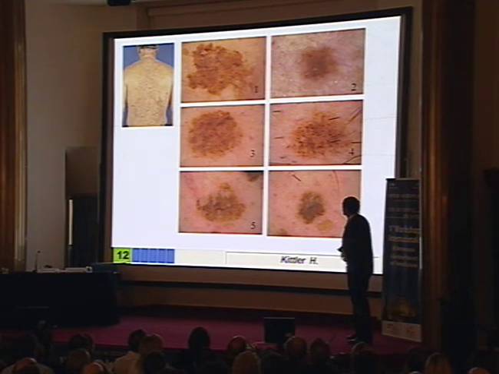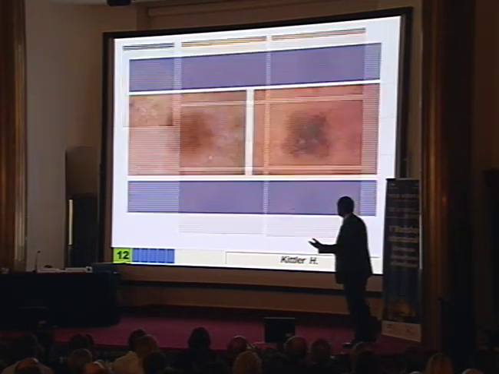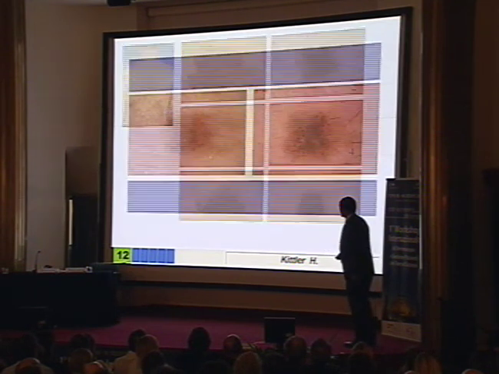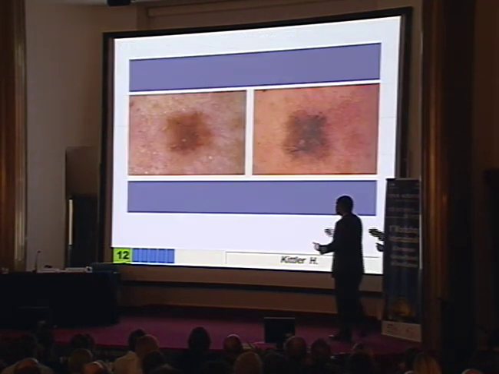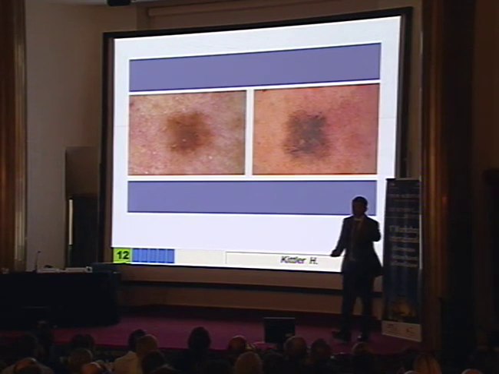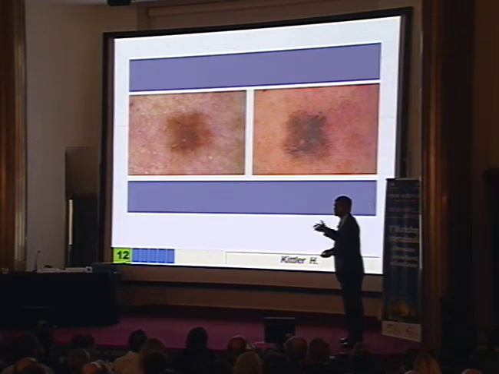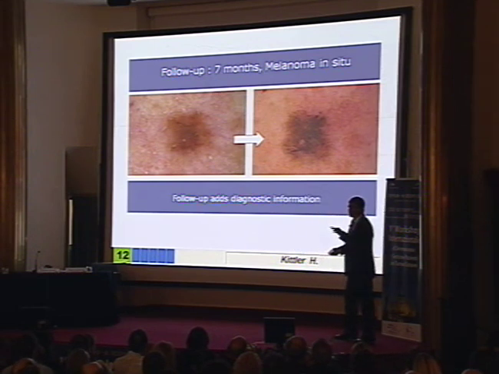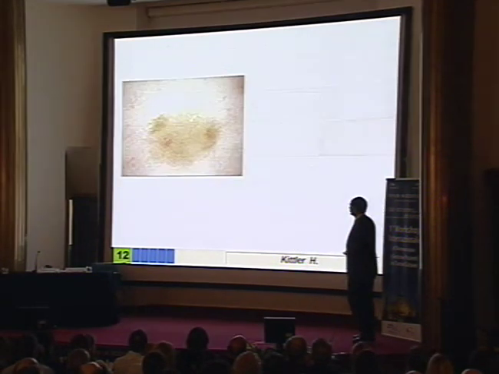So what we do is we monitor, and by monitoring we have additional information that is not present at the first visit of the patient. And if we go back, lesion 2 is the melanoma. How do we know? Because it changed over time. There's an increase in size, new color, new structure. The melanoma. So follow-up adds diagnostic information, as you have already seen.